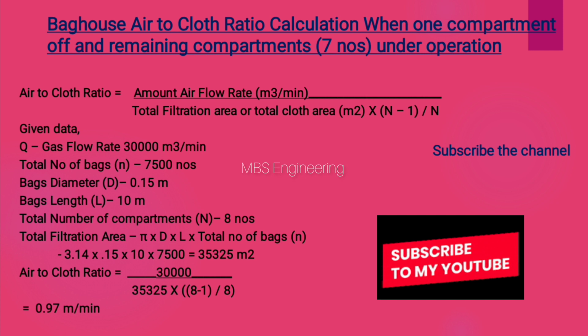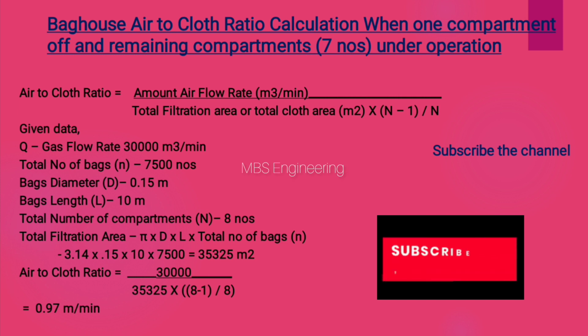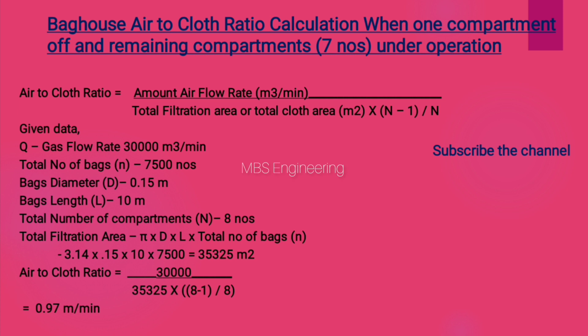Given data: Q, gas flow rate, 30,000 cubic meters per minute. Total number of bags, N, 7,500. Bag diameter, D, 0.15 meter. Bag length, L, 10 meter. Total number of compartments, N, 8. Total filtration area equals pi multiplied by D multiplied by L multiplied by the total number of bags. Based on the above data and equations, we got the total filtration area as 35,325 square meters.